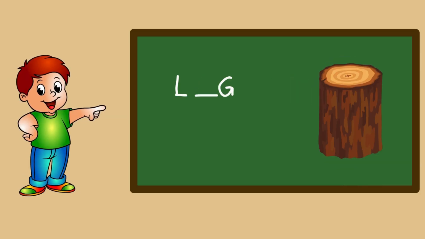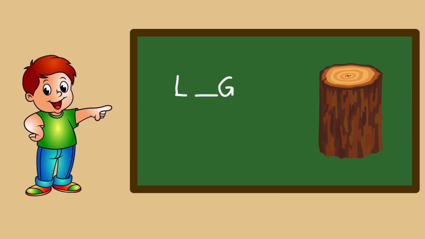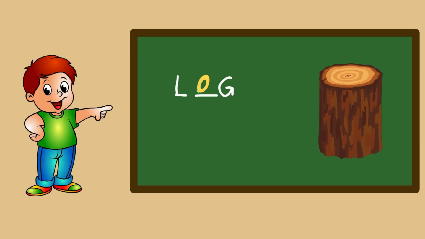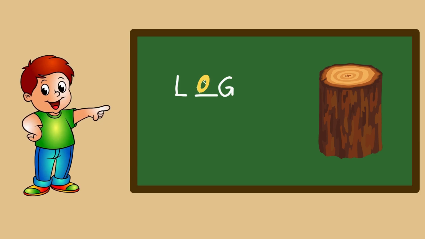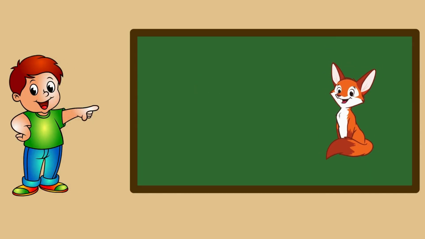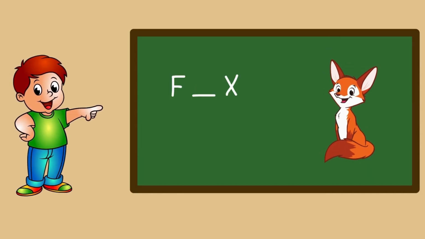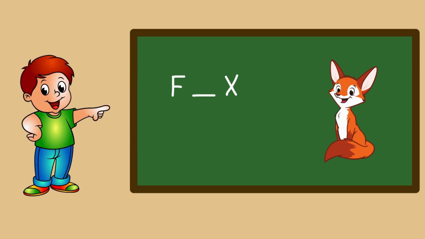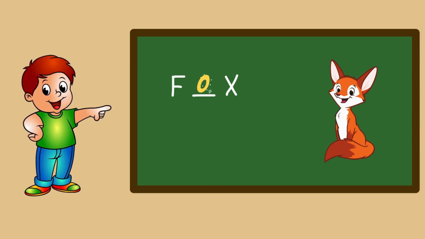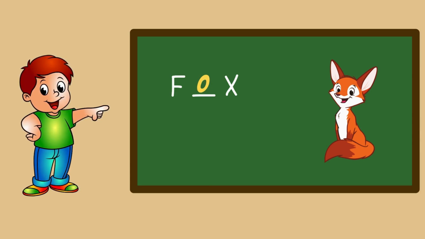L space G. That's right. It's log. The missing letter is O. F space X. Quick. What animal is orange and bushy? Yes, it's fox. So the letter is O.